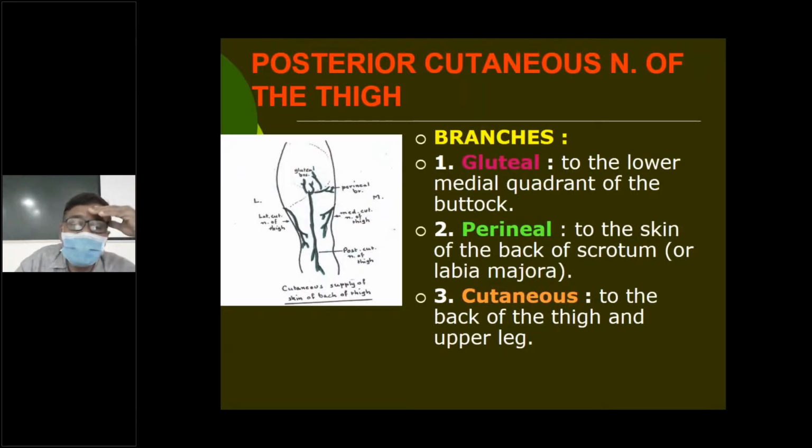So that is about the branches. Finally, it comes out of the fascia lata in the popliteal fossa, supplies the skin there, and terminates there. That is about the posterior cutaneous nerve of the thigh.